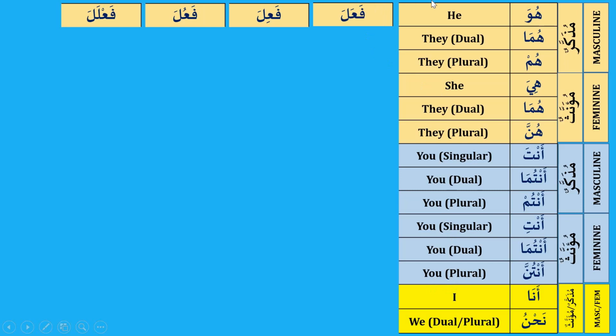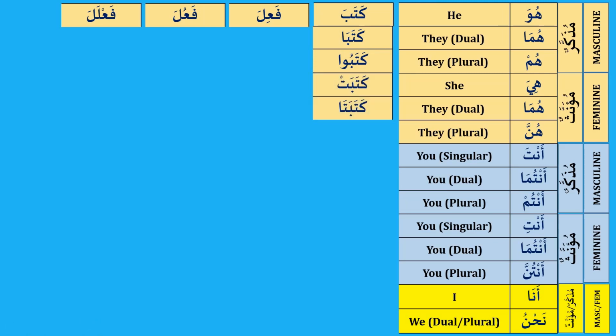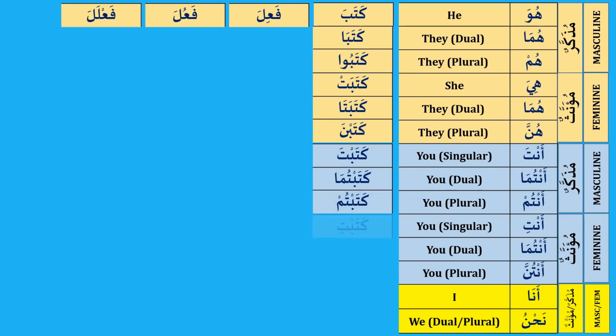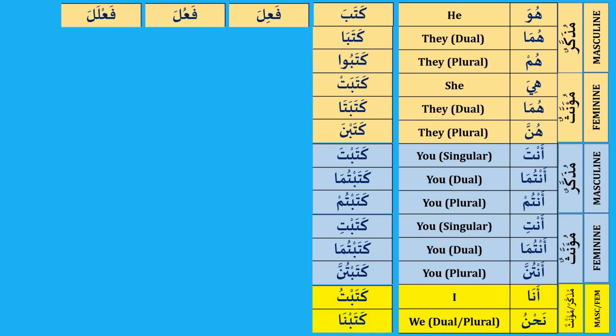Fa'ala pattern. Kataba, kataba, katabu. Katabat, katabata, katabna. Katabta, katabtuma, katabtum. Katabti, katabtuma, katabtunna. Katabtu, katabna. And the meaning of kataba is to write. In past tense, he wrote, she wrote, etc.